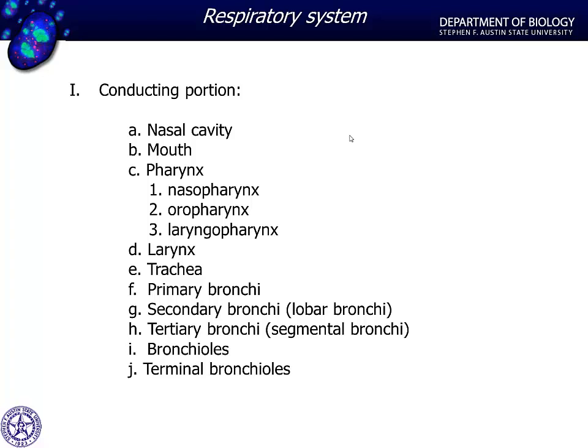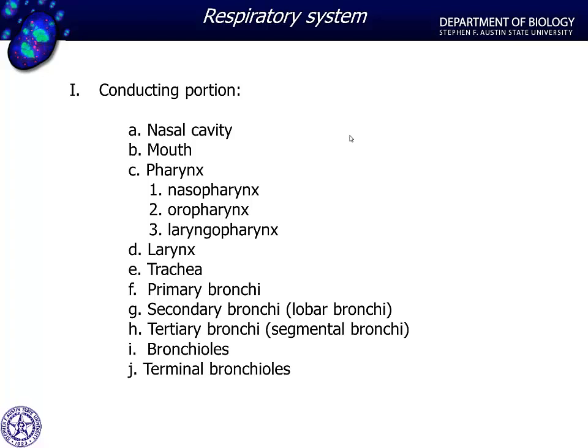Now, the larynx is going to be that component where we find our vocal cords, but it's also going to be that structure where we have the epiglottis, which is going to assist in directing the movement of air or water and food particles either into the trachea or the esophagus. For the respiratory system, the next passageway will be the trachea.